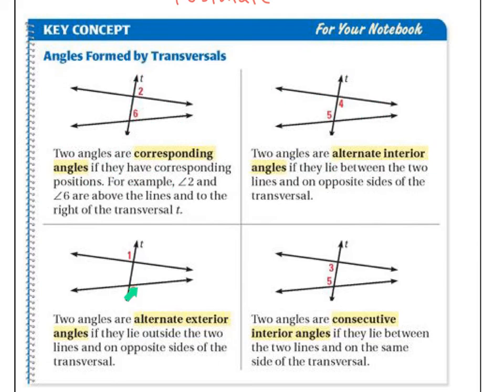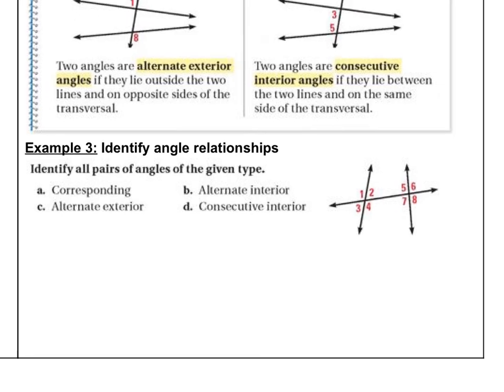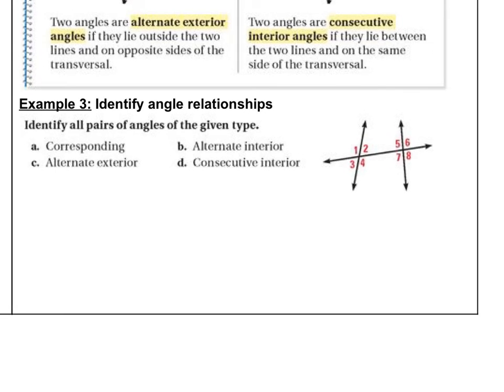Alternate exterior, again, alternating sides of the transversal. Now we are on the outside of the other two lines. And consecutive angles are on the same side of the transversal and inside the lines. Okay? So there will be some properties in the next lesson about these, but for now I just want you to be able to identify what each of these are.